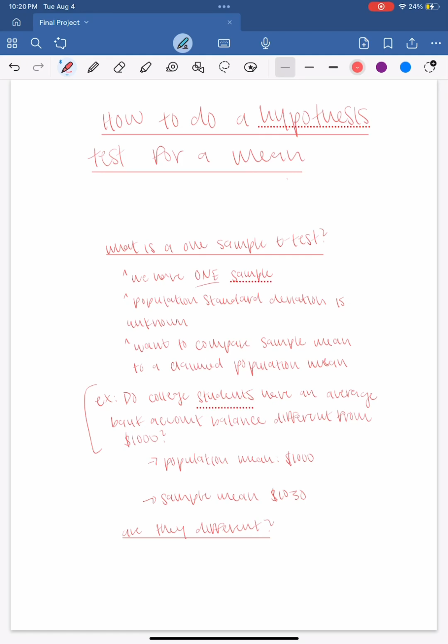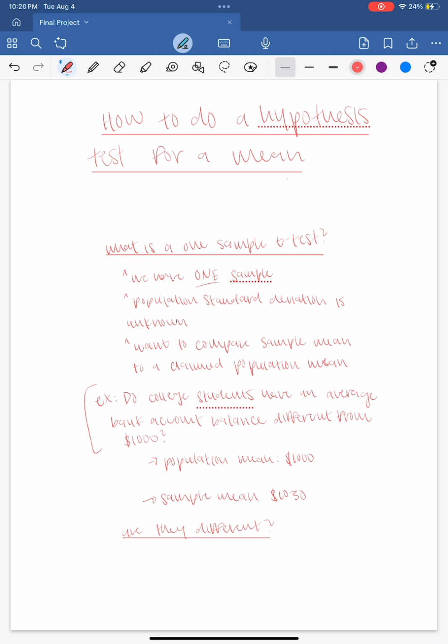Hi everyone, today I'm going to teach you how to perform a hypothesis test for a mean. This test helps us decide whether a sample provides enough evidence that a population mean is different from a claimed value. I'll explain the steps and then work through an example.